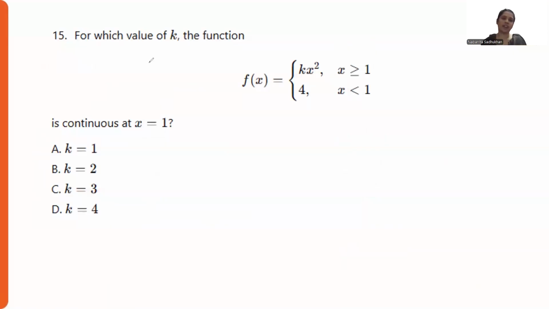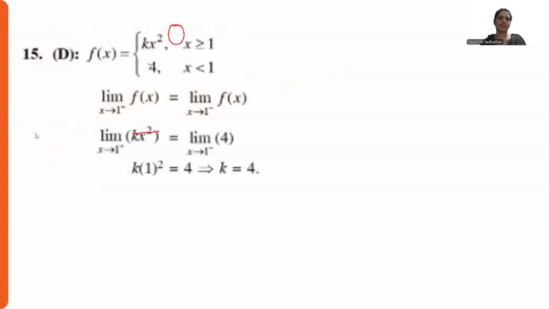Okay, now we have to find the value of k such that this function is continuous at x equal to 1, right? Let's see, it's a pretty easy problem. So we have this function. In order to be continuous, the function is continuous at every point except it is having a break at 1. So we have to check whether it is continuous at point 1 or not.